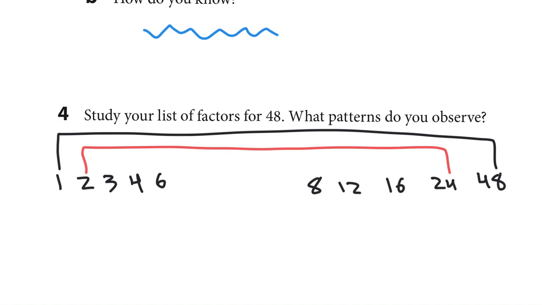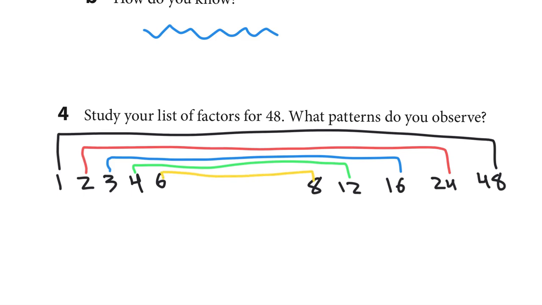2 goes with 24, 3 goes with 16, 4 goes with 12, I'm running out of room, and 6 goes with 8. So when I look at this, do you see any patterns as you observe these pairs that go together? I don't really want to tell you the pattern. What I'd like you to do is come up with some idea. There is something interesting about maybe the size of the number, like how small this number is and how big this number is. But maybe as you get closer to the middle, you notice something change a little bit. I'm going to let you decide.